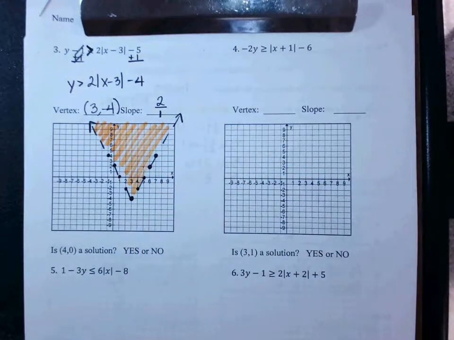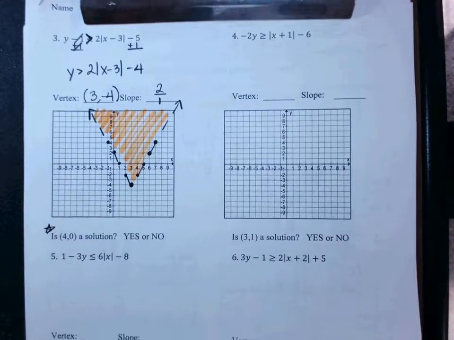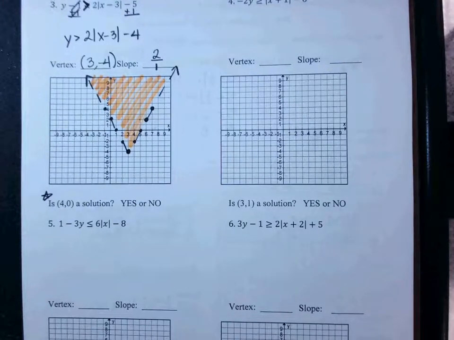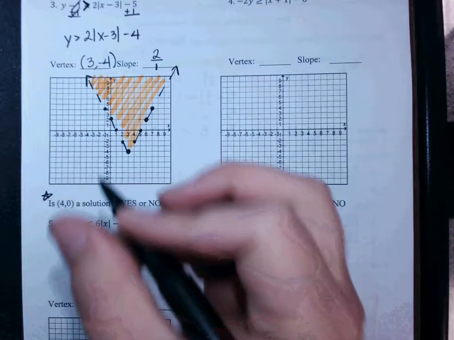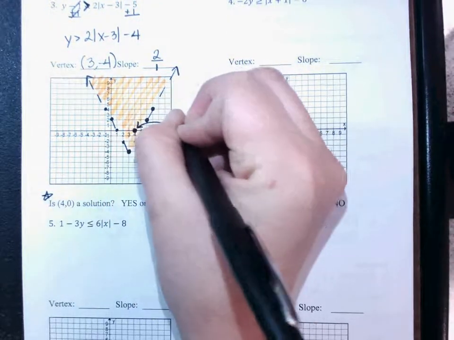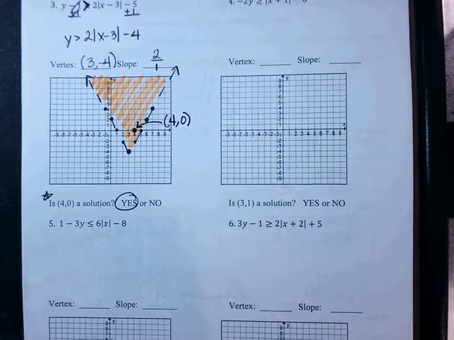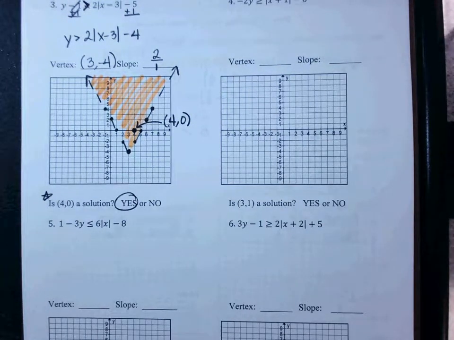Okay. Then look at your question down here. This is the yes/no question that we were kind of answering on the front. It says, is 4, 0 a solution? Okay, well look at where 4, 0 is. That's right here. Is that in the shaded region? Does it count then? Yes.